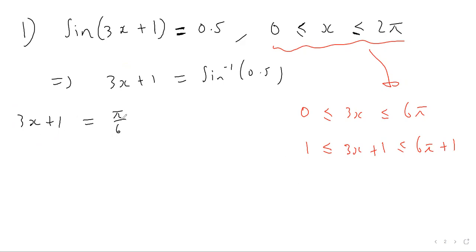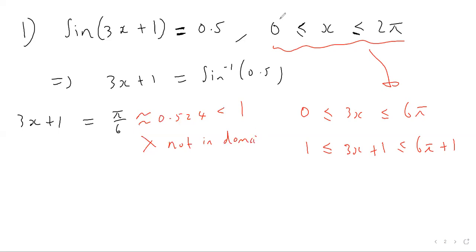So when we look at this number here, pi over 6, when you do pi over 6 on your calculator, it's roughly about 0.5. If I do this on the calculator now, pi divided by 6, you get about 0.524. Now this is too small. This is less than 1. So this is not in our domain, because we want 3x plus 1 to be trapped between 1 and 6 pi plus 1. So even though sine inverse of 0.5 is actually pi over 6, it's not within the correct domain of values that we need to solve this specific equation. So this is not in domain.